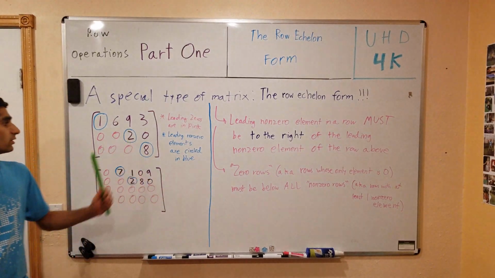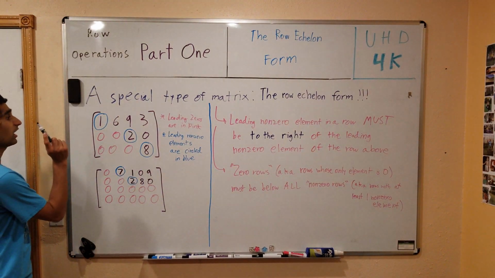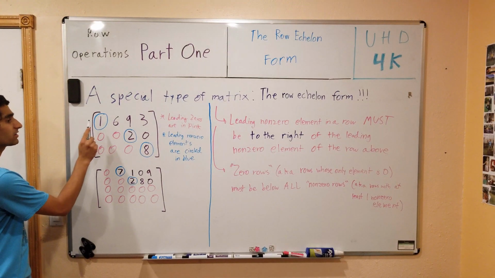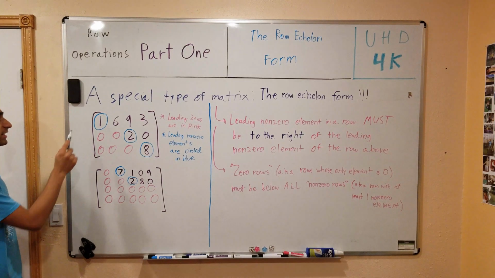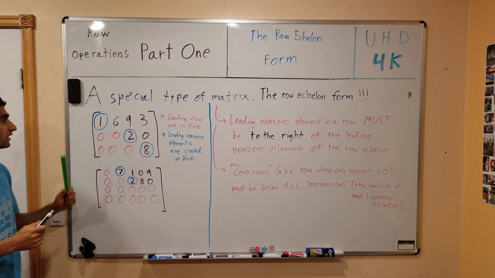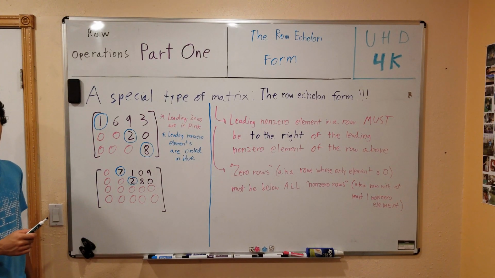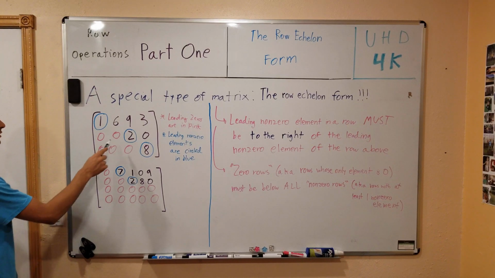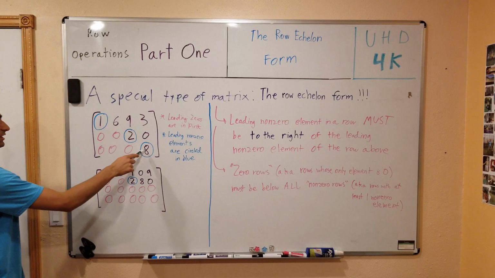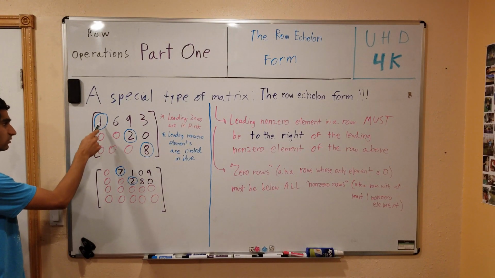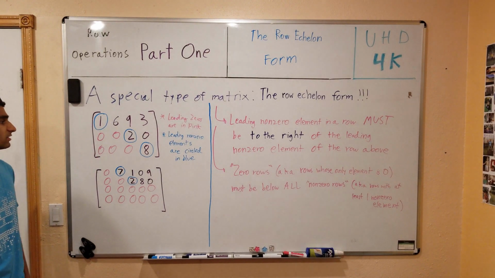Now, let's go over here. I have circled the leading non-zero elements in blue. In essence, a leading non-zero element is the leftmost element in a row which is not zero. So you can see over here, in this row, the 2 is the leftmost element which is not zero. The 8 is the leftmost element which is not zero. This 1 is the leftmost element which is not zero.